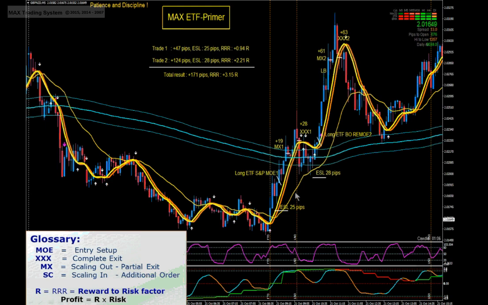For example, we may have a problem with our internet connection. We may have a problem with our PC. And if at that moment the price reverses and goes against the trade, if we don't have a stop loss, we may have a huge loss. And so this is why it is called an emergency stop loss.